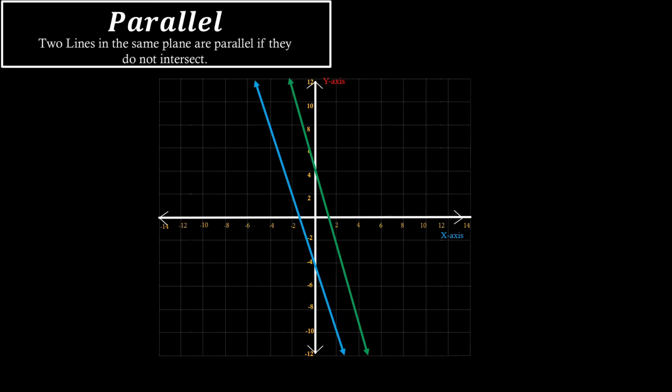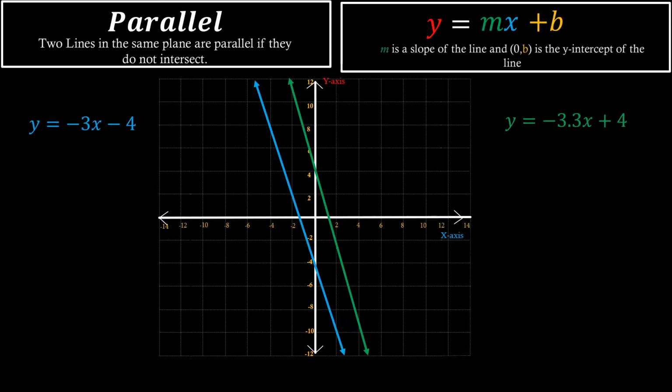If, however, we have the equation for the blue and green line and use our understanding of the slope-intercept form, we would see that these two lines actually have different slopes. One has a slope of -3 and the other a slope of -3.3. Because these two lines have different slopes, we say that they are not parallel.